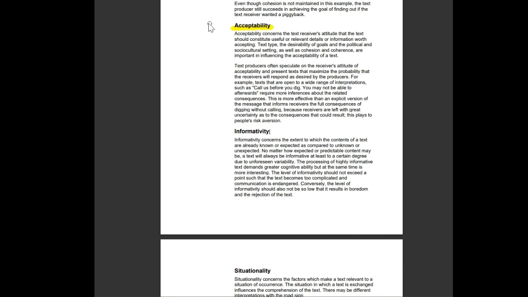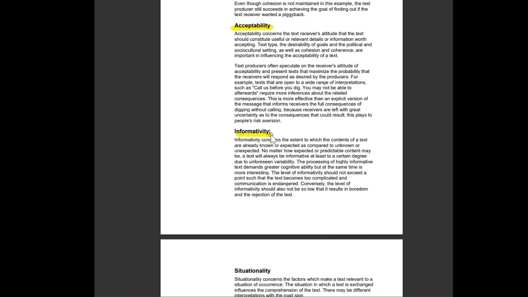So, as I said before, acceptability is when a text is accepted by a receiver. The receiver has to think whether the text is worthy or not.